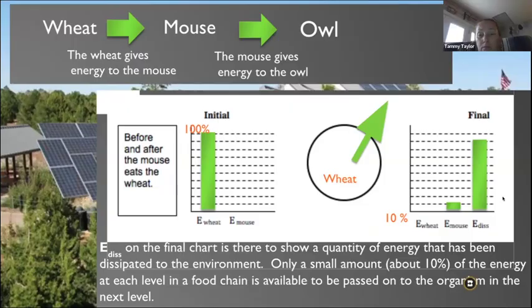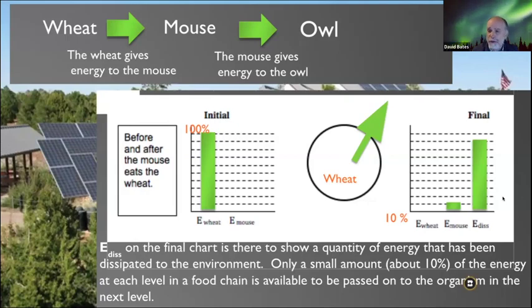And this is one of the key concepts. So the mouse eats all the wheat. Does 100% of the wheat's energy go into the mouse? No, not really. A lot of kids will think so, and that's one of the challenges that we have. But we want to try and get them to understand how these systems actually work. Only about 10% of the energy from the wheat goes to the mouse, and the rest we say is dissipated. It kind of goes back into the systems.